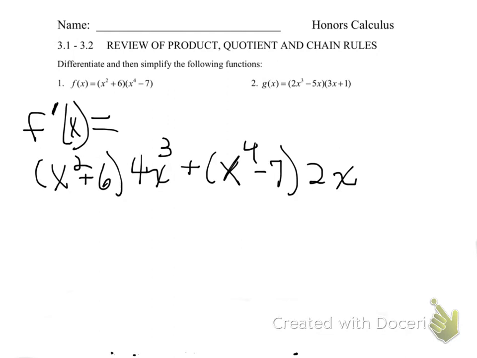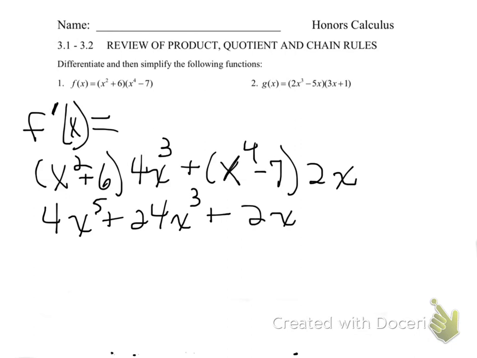So I'm going to distribute and see if we can clean things up. So I'm going to get 4x to the 5th plus 24x to the 3rd plus 2x to the 5th. Now very carefully, it's going to be minus 14x. Okay, that's something that we sometimes neglect. So watch your signs. And this is still all f prime of x.